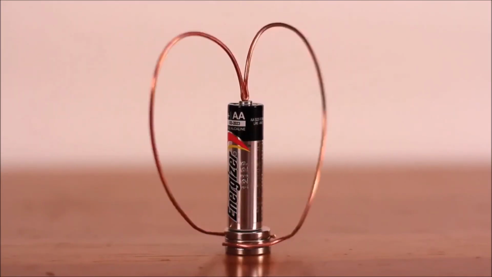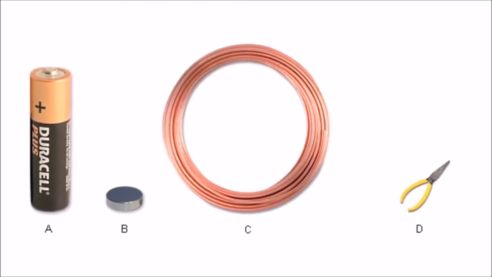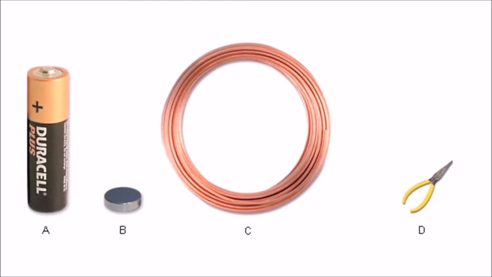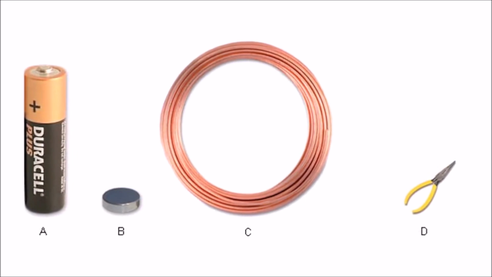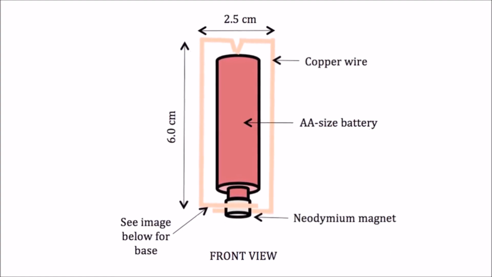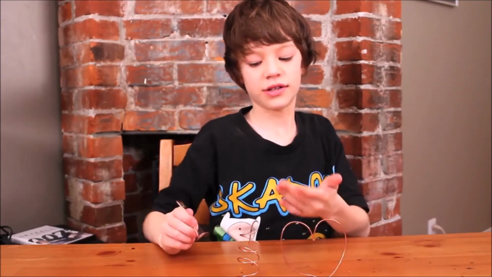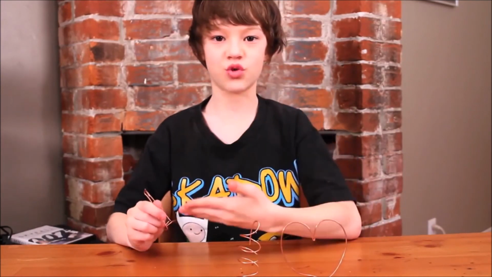The scientist who invented the homopolar motor is named Michael Faraday, in the 1820s. What you will need to make a homopolar motor is an AA battery, copper wire, pliers, and a neodymium magnet. I made three different shapes with the copper wire, and this is a basic setup. I made a heart, a spiral, and a square.